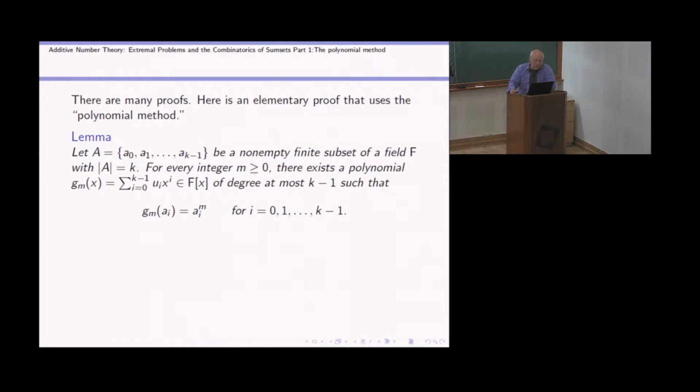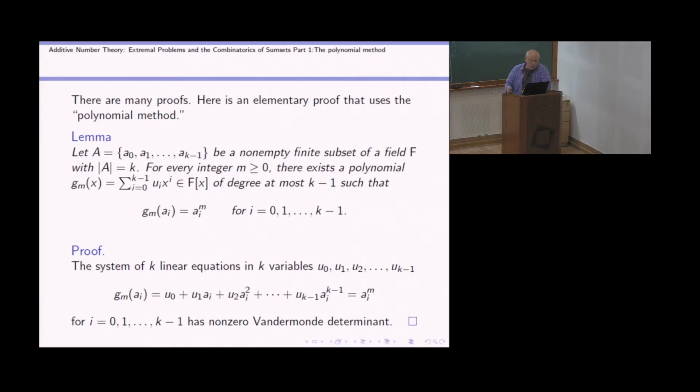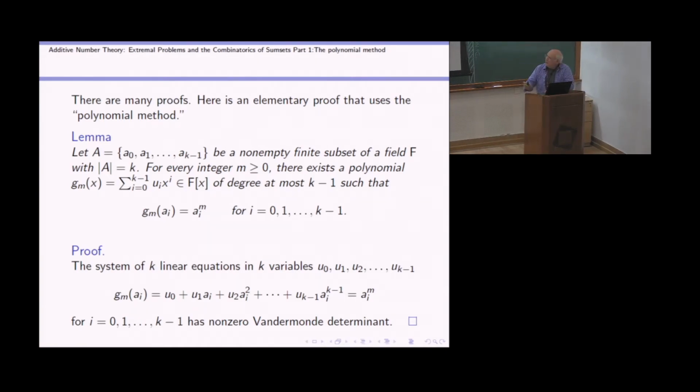And why is that? So here's this polynomial g sub m. And what we want is that g sub m of ai, it's just u0 plus u1 ai plus u2 ai squared and so on, is ai to the m.